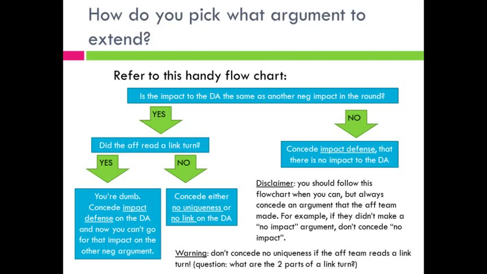So here's a disclaimer. You can follow this flowchart when you can, but always concede an argument that the AF team made. For example, maybe the AF team didn't make a no impact arg. Then you can't concede no impact because that argument's just not in the debate round, right? And also, warning, do not concede no uniqueness if the AF reads a link turn. Question, if you know what a link turn is, what are the two parts of it? I'll explain why that is when we talk about link turns in the next video.